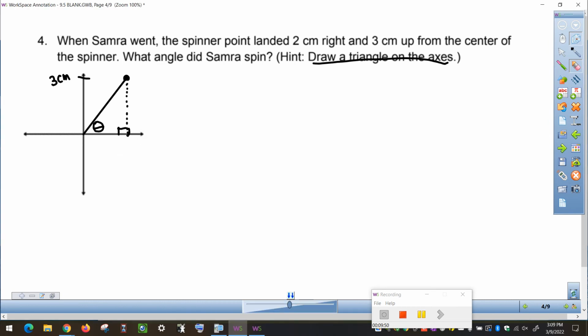And I'm going to make a couple other adjustments here. So instead of labeling those locations on the x-axis and the y-axis, I'm going to label them as the side lengths. So the side length going across the bottom, like on the x-axis, would be 2 centimeters. And then this vertical length that is going in the direction of the y-axis is going to be our 3 centimeters.